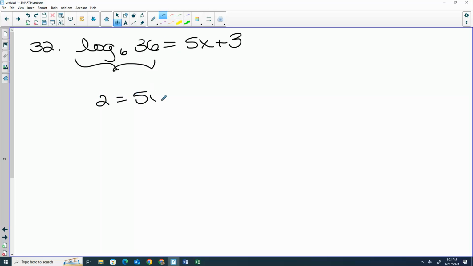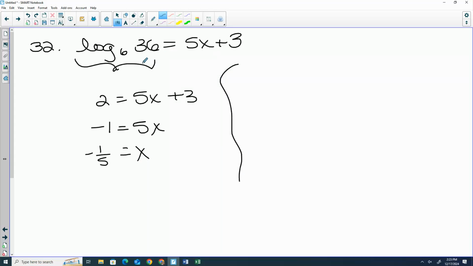So you could do that. Probably the easiest option. And you get negative 1/5. If you didn't though, so let's say you didn't recognize it or it couldn't be solved like that, we can always take our logs and turn them into exponentials. So it's 6 to the 5x plus 3 equals 36.